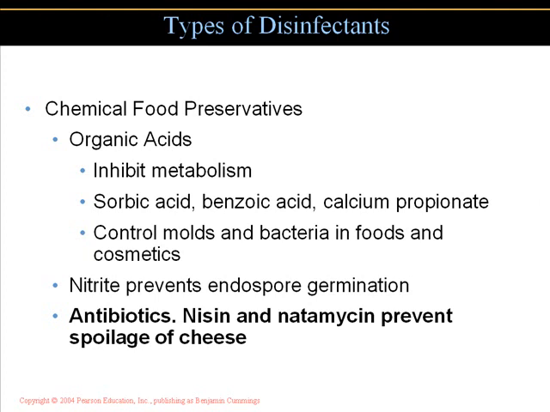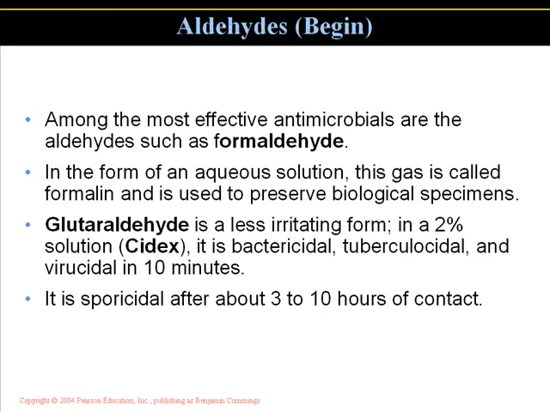Antibiotics such as nisin and natamycin prevent spoilage in cheese. Formaldehydes, that's a biggie that's used. Most effective antimicrobials are the aldehydes and formaldehydes. In the form of aqueous solutions, this gas is called formalin, very much used in preservatives of biological specimens.